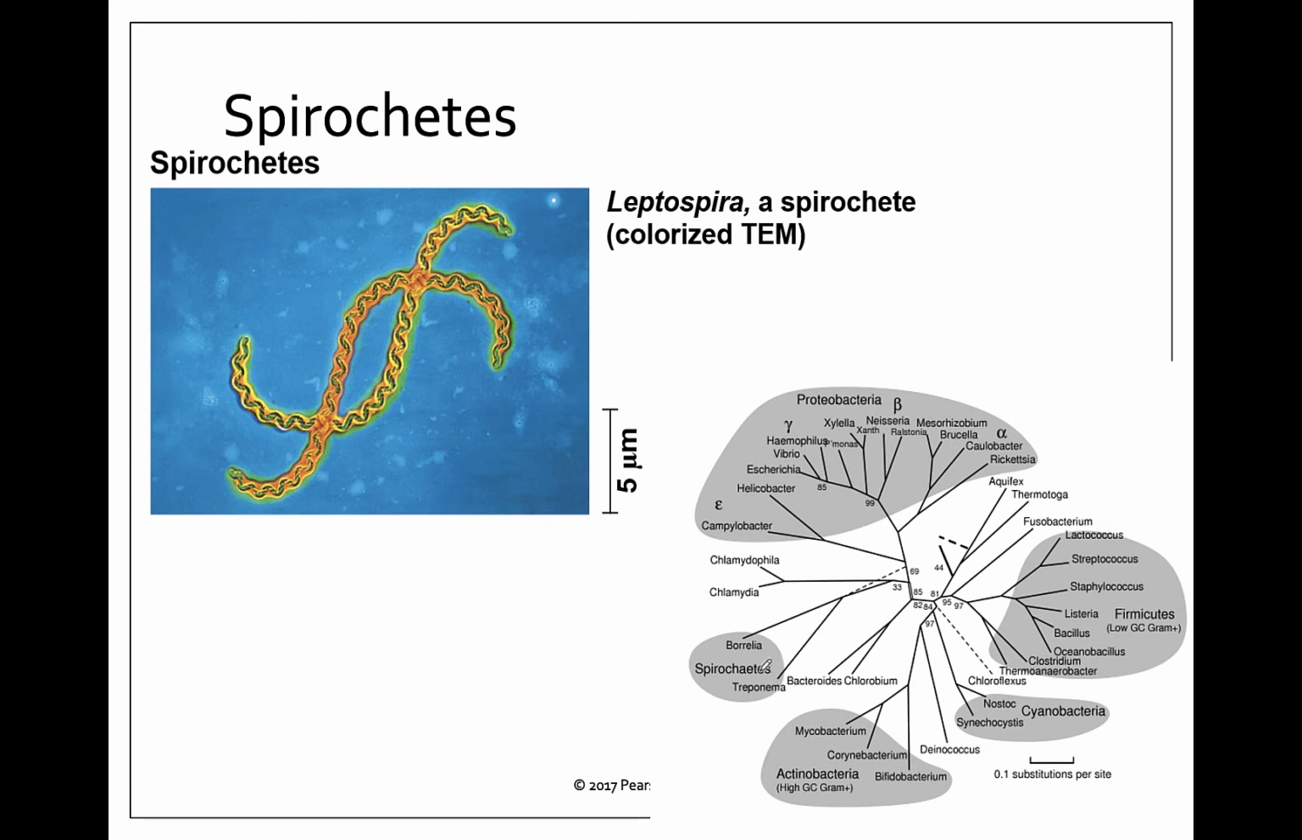All right, so these spirochetes are over here on our unrooted tree. These are typically helical. They're mostly free-living, but they can be pathogenic. So the bacteria that causes syphilis is a spirochete, as well as the bacteria that causes Lyme disease.